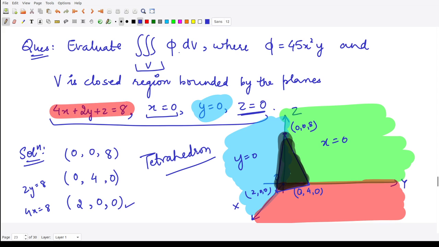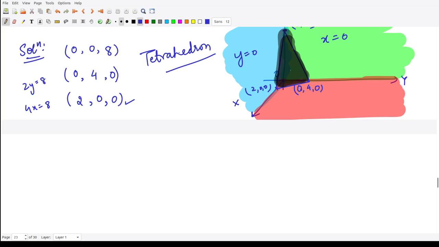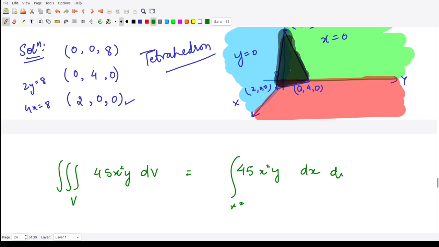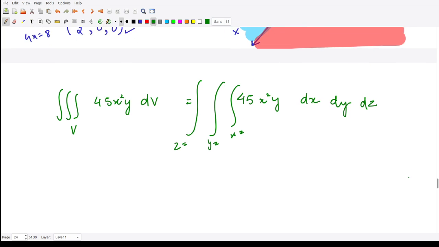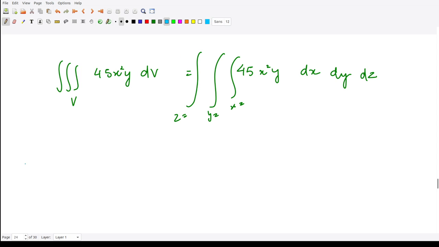Okay, so let's have a look at our limits. So here we wanted to solve the integration over V of the quantity 45 x square y dV, right? This is what we wanted to solve. So we are to look for the limits here: the limits for x, the limits for y and the limits for z. So here from the given planes and equations we are to calculate our limits. So let's have a look at how we can calculate our limits.